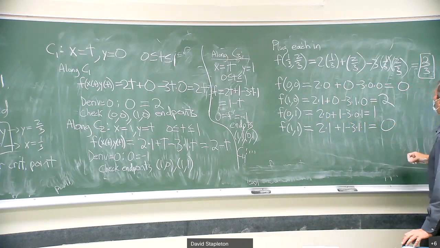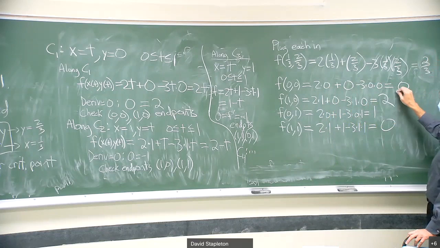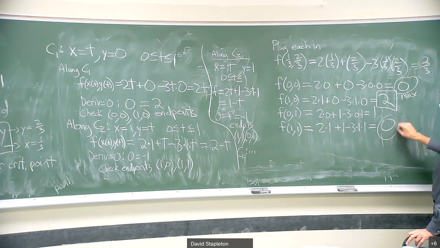So now you just look through all these numbers here. I guess I shouldn't have boxed this one. The largest is the absolute max and the smallest is the absolute min. Here's the largest number I got. So this is the maximum, the global maximum. And the smallest was 0. So these two are jointly the absolute minimum.